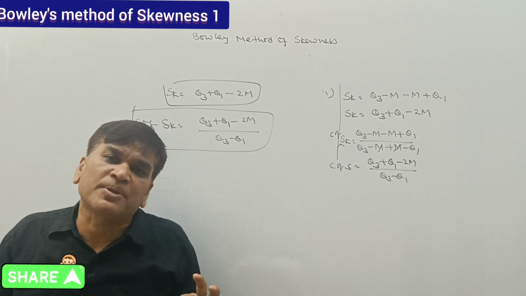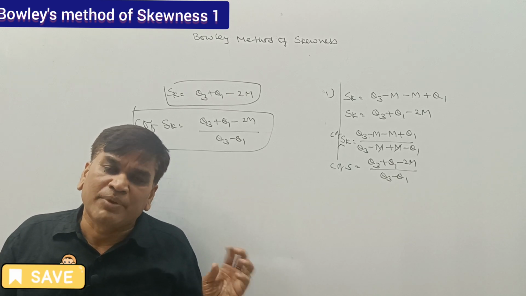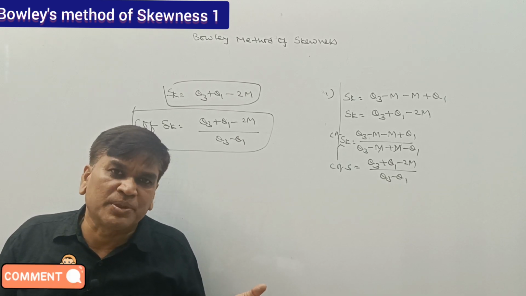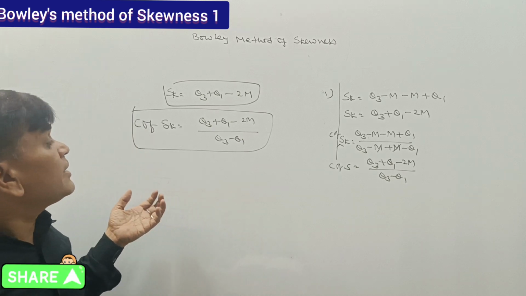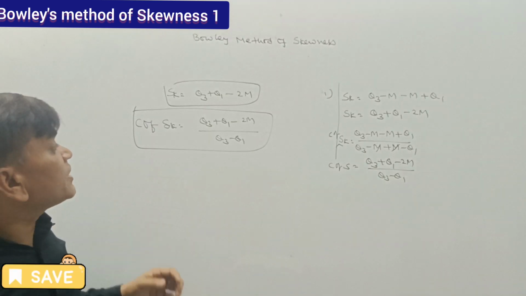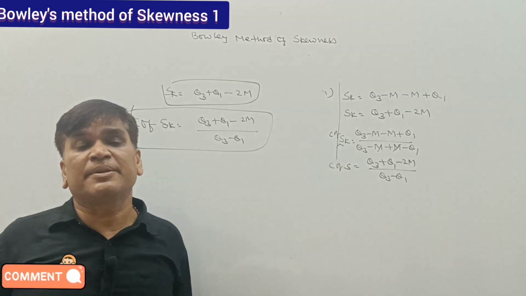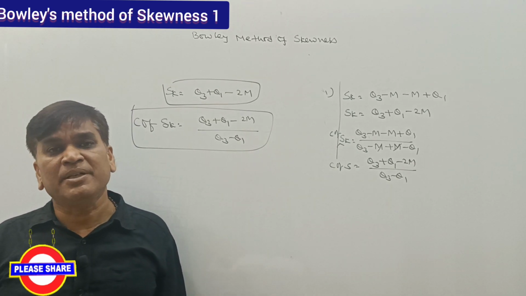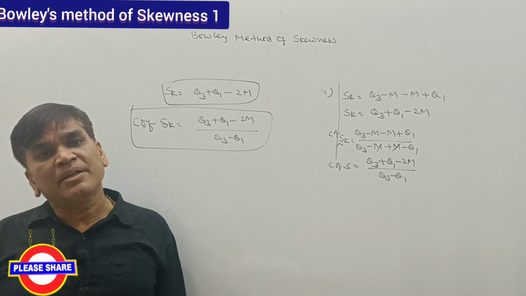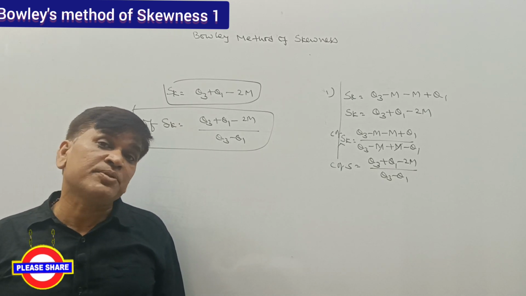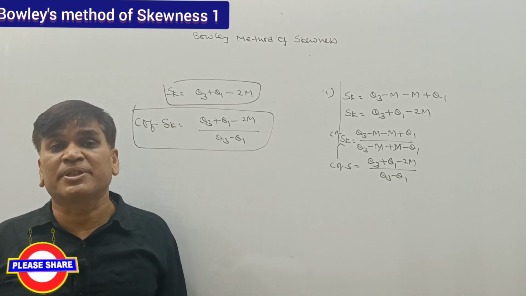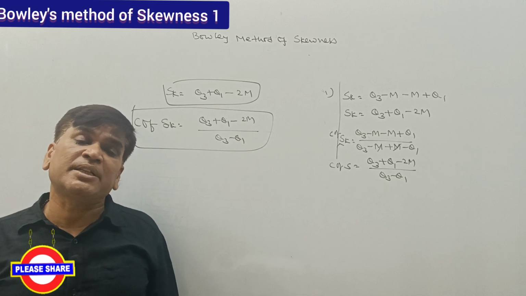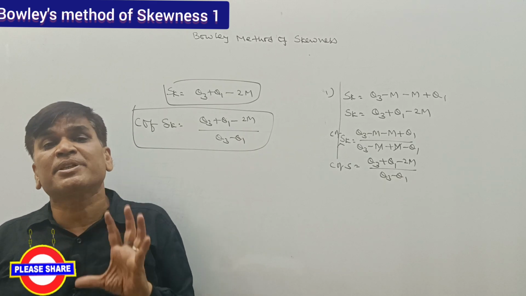The very first thing, we have to calculate the value of Q1, the value of the median and the value of Q3. Then for the coefficient of skewness, we write the formula Q3 plus Q1 minus 2M divided by Q3 minus Q1. This method is not as good as the Karl Pearson method, because the Bowley method depends on only 75% of the data.